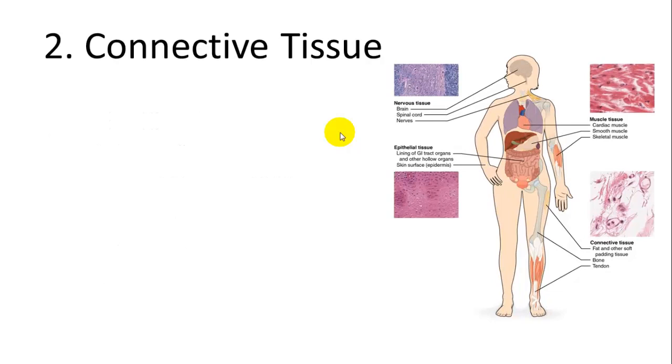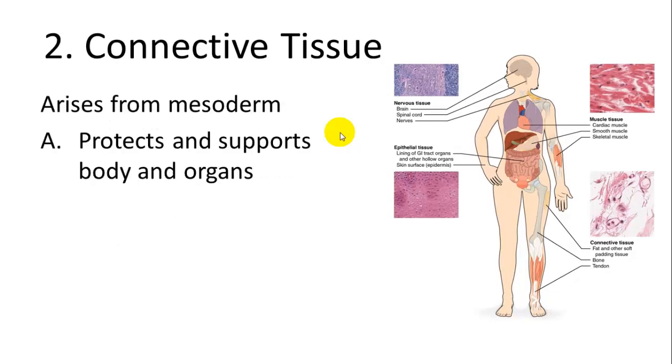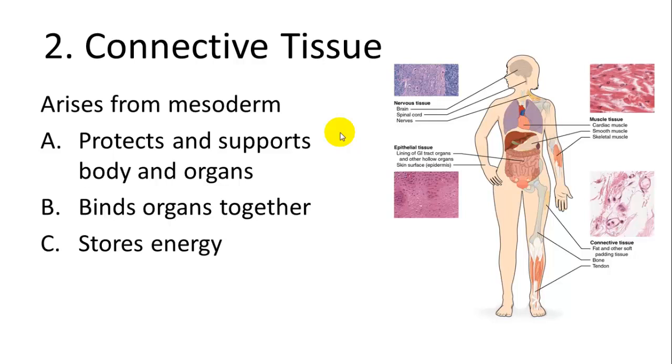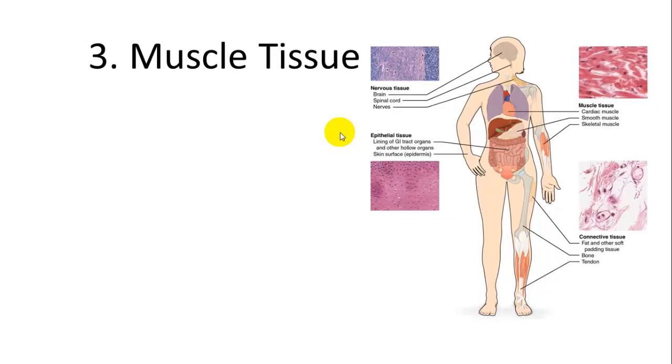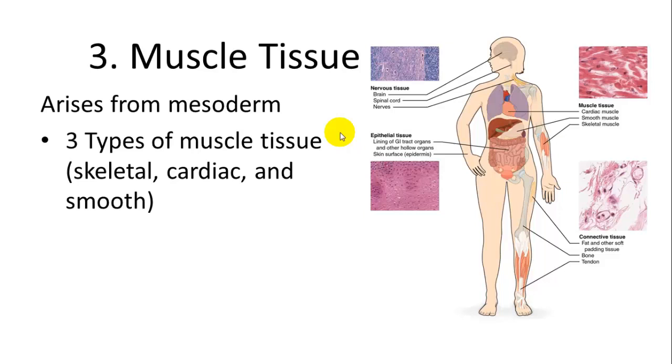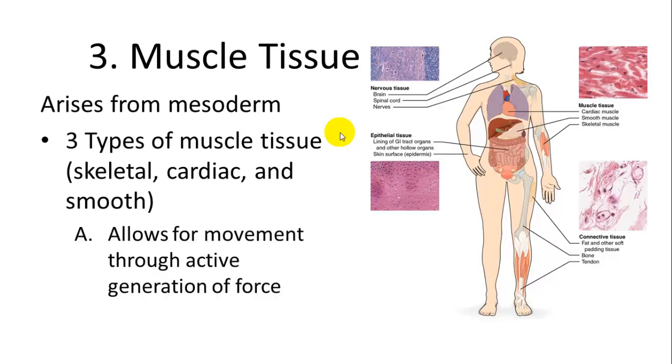The connective tissue arises from the mesoderm. It protects and supports body organs, binds organs together, and also can store energy. So adipose tissue is a type of connective tissue. Muscle tissue arises from the mesoderm. There are 3 types of muscle tissue: skeletal muscle, cardiac muscle, and smooth muscle. And it allows for movement, whether you're walking across the hallway, or also to contract, let's say, moving food through the digestive system.